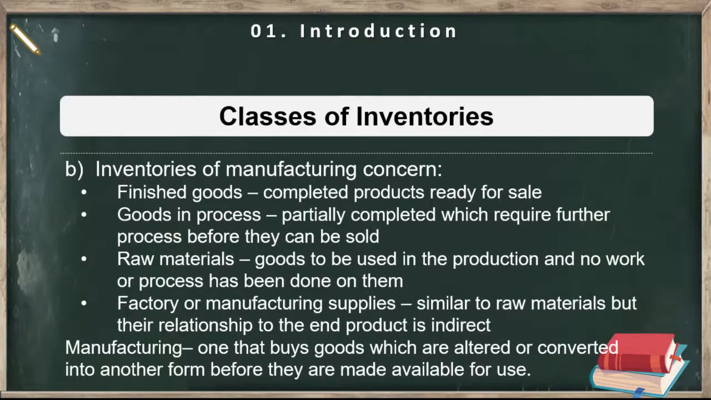And we also have the factory or manufacturing supplies. These are similar to the raw materials, but the relationship would be indirect. Okay, so they are indirect because they are not physically incorporated in the products being manufactured. So examples, we have paint and nails, which are part of the finished product, but they are not that significant. Okay, and it will be difficult to allocate the cost directly to the product. So that is how you will know if it is a factory or manufacturing supplies.